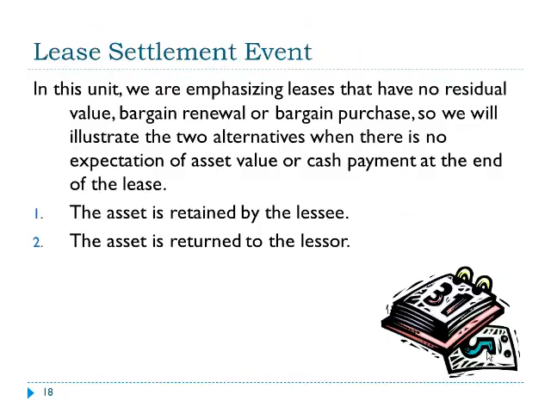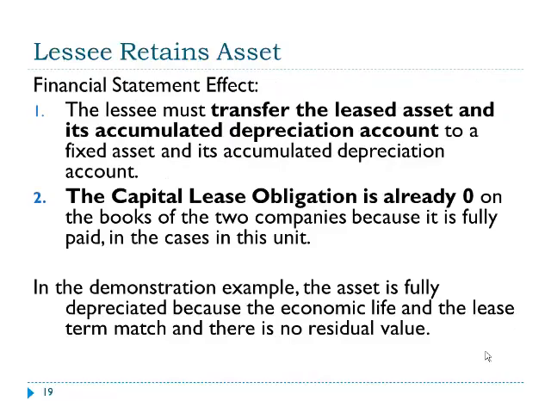Now let's think about the last event in the life cycle of a lease, the settlement of the lease at the end of the lease. There are two possibilities. The asset could be retained by the lessee. That's going to happen if there's a title transfer or a bargain purchase. Or the asset could be returned to the lessor. So that's the other possibility. Let's take a look at these two different events, but in a relatively simple setting.